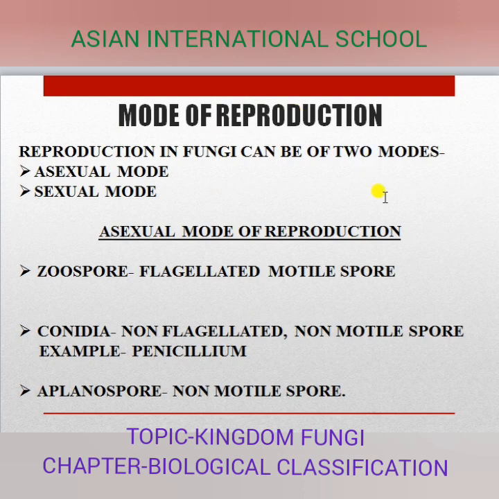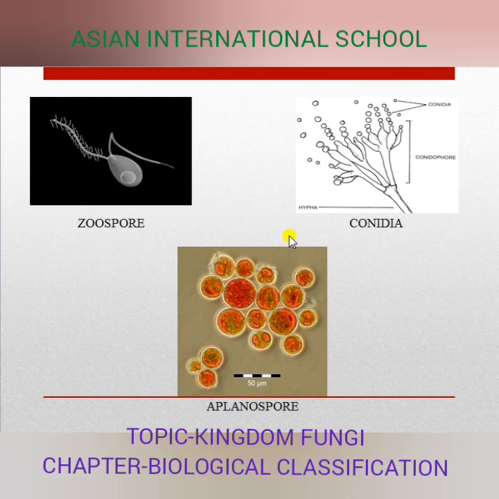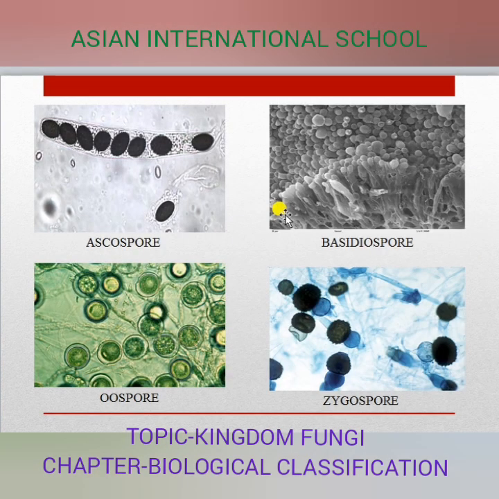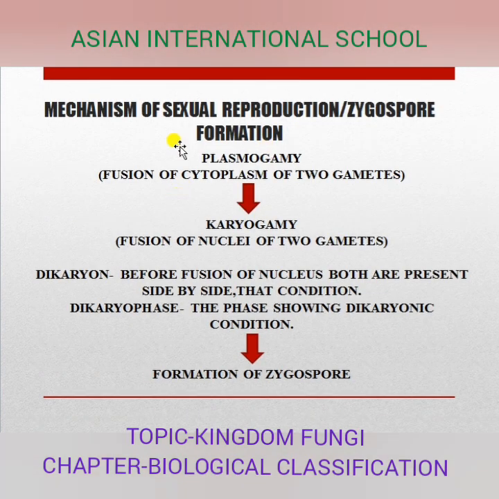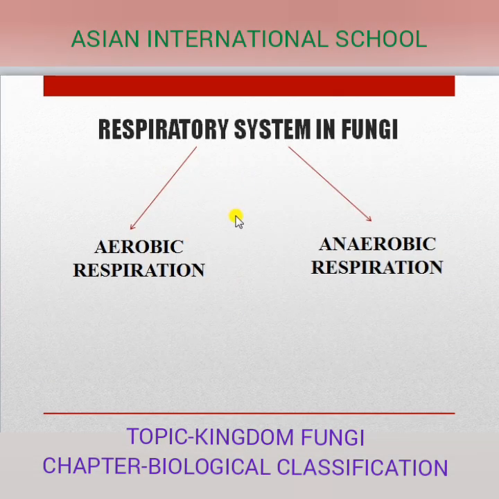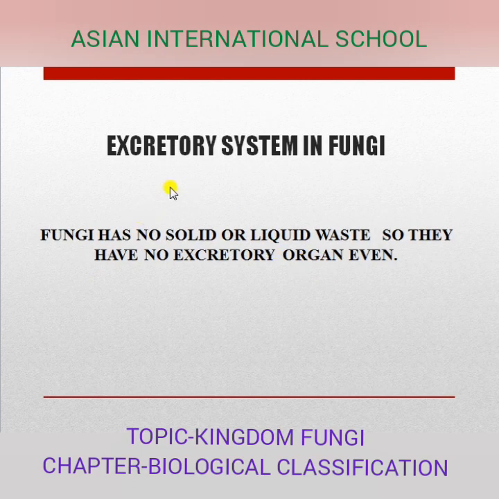We have discussed the special feature, the mode of reproduction, here the asexual mode of reproduction. These are the figures of various kinds of spores involved in asexual reproduction. Next we discussed the sexual mode of reproduction, and showed figures of various kinds of sexual spores. Next we saw the sexual reproduction mechanism, zygospore formation by plasmogamy and karyogamy, and at last the zygospore forms. Next we saw what hyphae and mycelium are, and the structural difference is very clear to us. In respiratory systems of fungi, both aerobic and anaerobic can be found. In this slide we discussed the excretory system also.